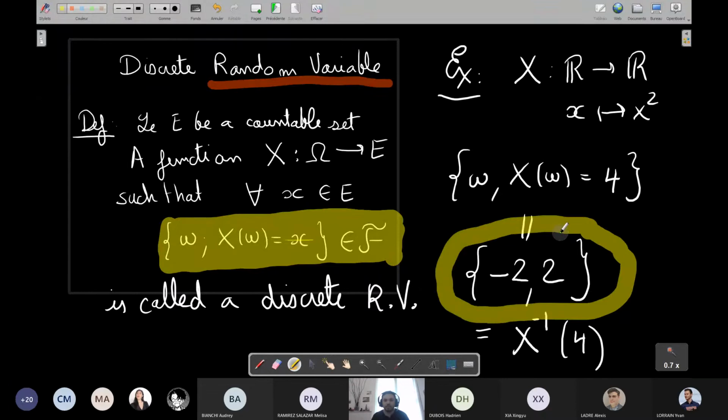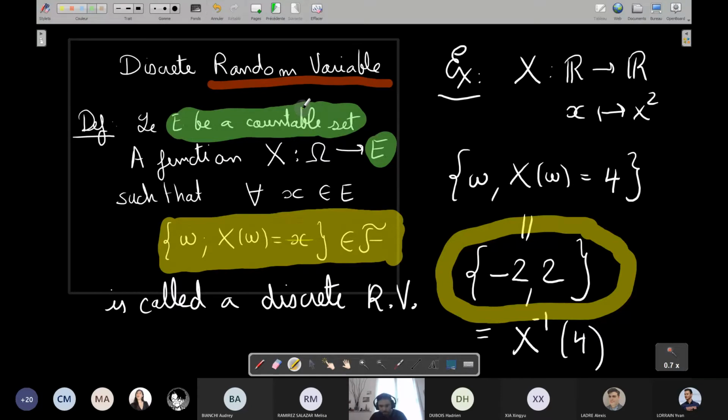for any possible value in E, then I will say that it is a random variable, a discrete random variable. The name discrete comes from the fact that E has a countable number of elements. E is a countable set, un ensemble dénombrable in French. Ça veut dire qu'il y a un nombre discret de valeurs.